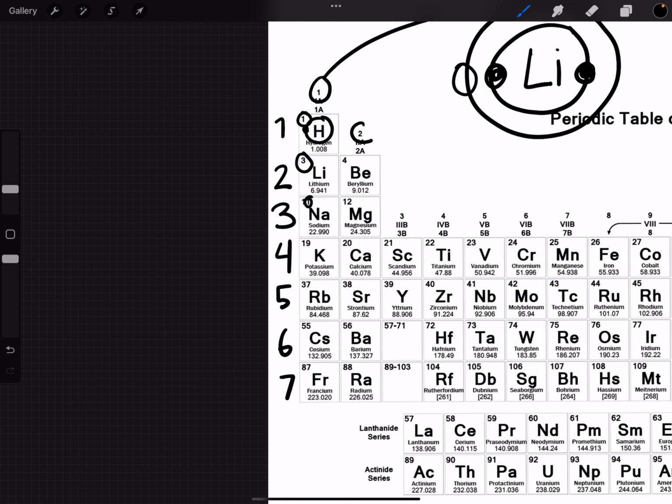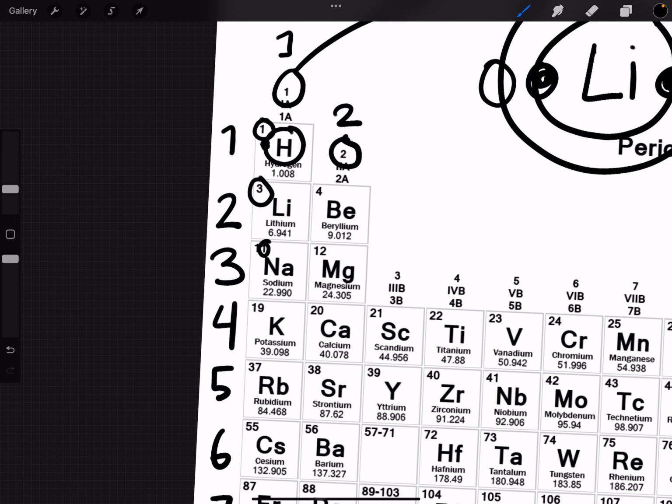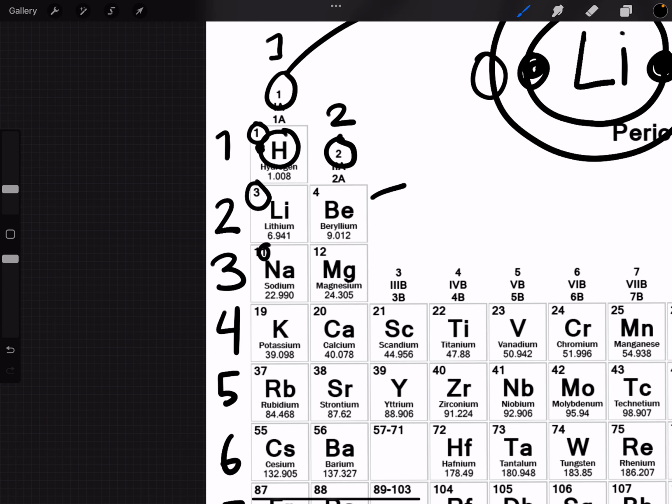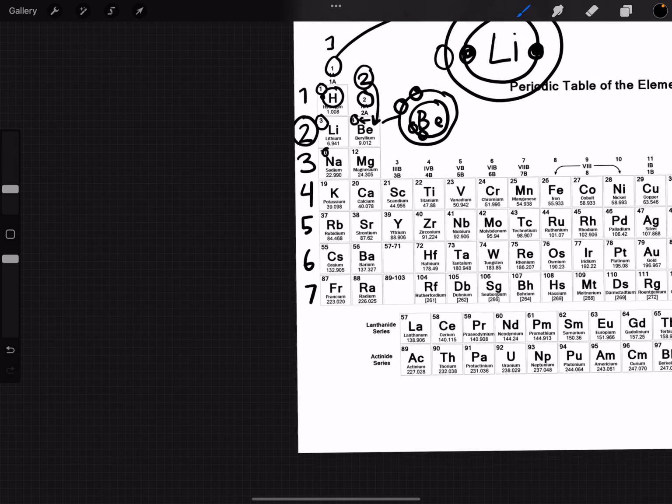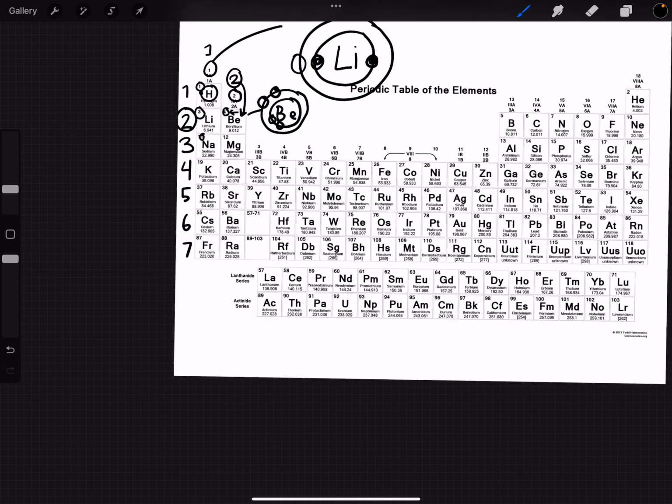And then this column always has 2 valence electrons. So I'll do an example. Beryllium is in the second column. So that means you had 2 rings. And then it has 2 valence electrons. So 2 out of the 4 you need to add to the outside. And then you need another 2. So you add it on the inside. And that's kind of an example.